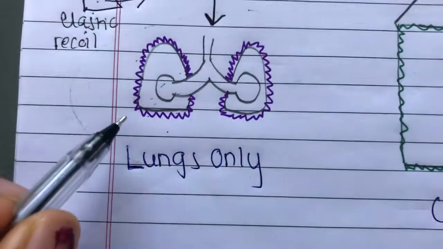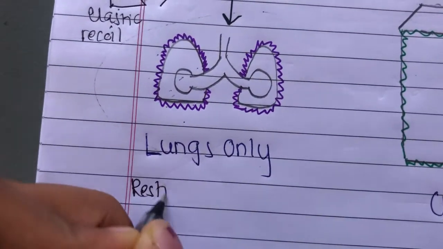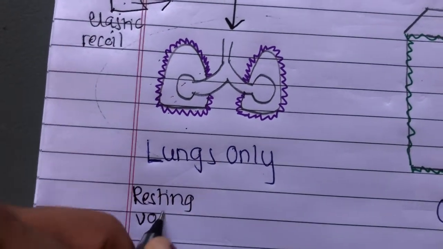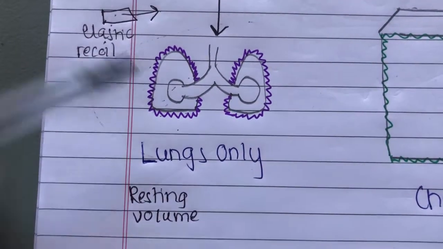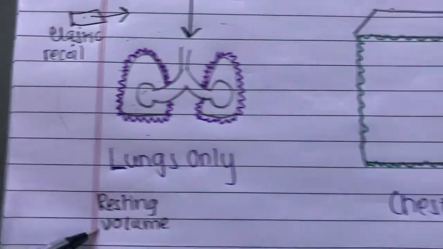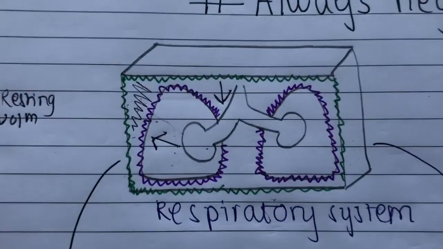This is the resting volume of the lungs. Resting volume meaning the volume of the lungs when they are neither stretched nor expanded. This is their resting volume, and this is the resting volume of the chest wall cavity.